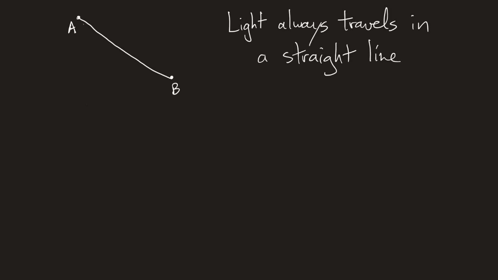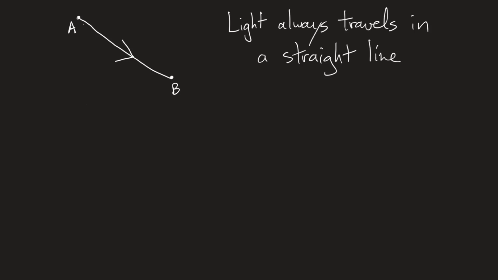Okay, so now let's talk about reflection. In any of our ray diagrams, these are diagrams that show the rays of light, I'm going to show light traveling in a straight line with an arrow to show you which direction it's moving. So if this light is going from A to B, then I'm going to draw an arrowhead showing that it moved from A to B.